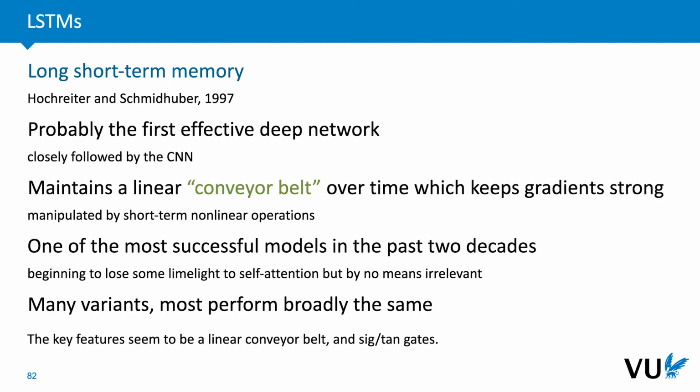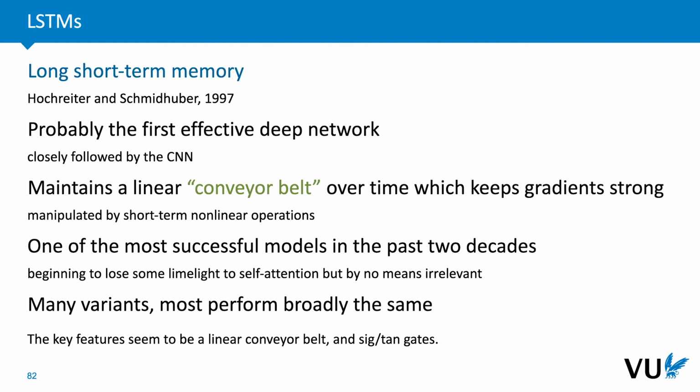So, what have we learned? We've looked at LSTMs, which stands for long short-term memory. They were invented in 1997 by Hochreiter and Schmidhuber. They were probably the very first effective, really deep neural network. They operate by maintaining a linear conveyor belt over time, which keeps the gradient strong as it's propagated back down the network. And this is manipulated by short-term nonlinear operations.